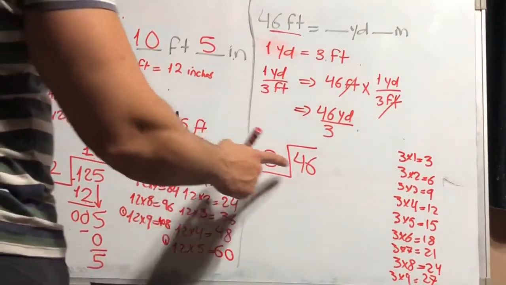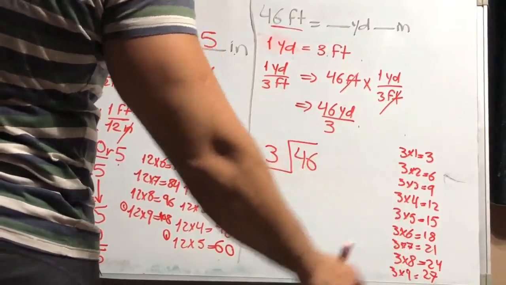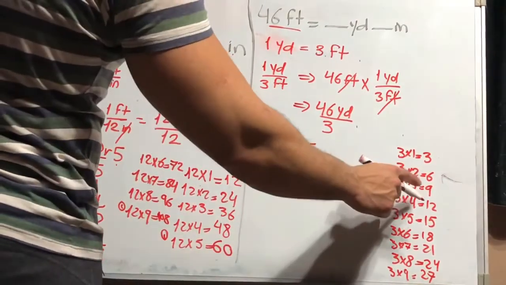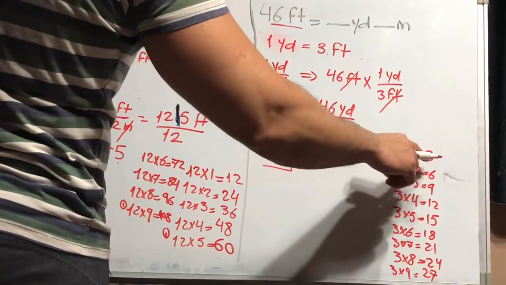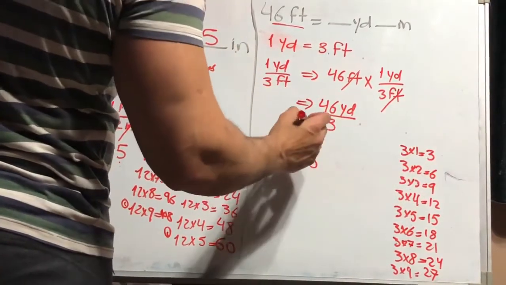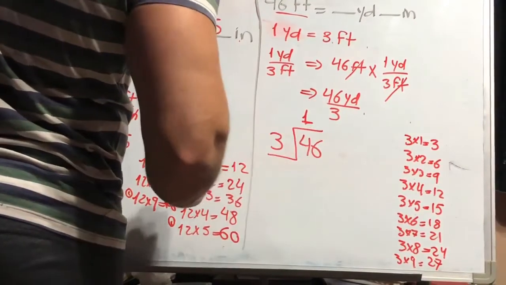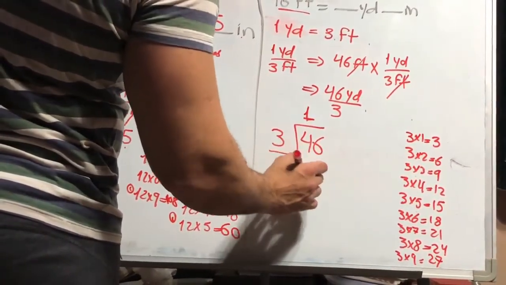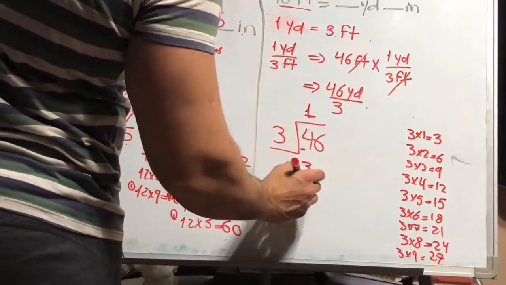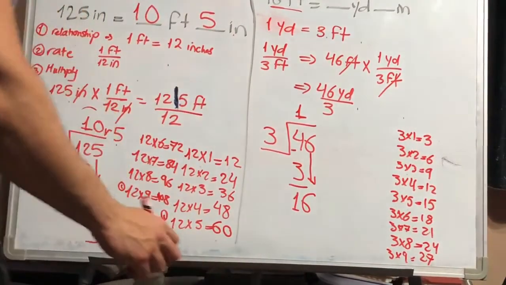Okay, can the 3 fit inside the 4? Yes, it can. How many times? I'm going to have to check the products of the times table. Do I have a 4? No, I don't. What's the number that is smaller than it? It's 3. Okay, so I have a 3. That means it fits only one time. 1 multiplied by 3 is 3. Subtract them from each other, I get a 1. And then bring down this 6. So now I have 16.